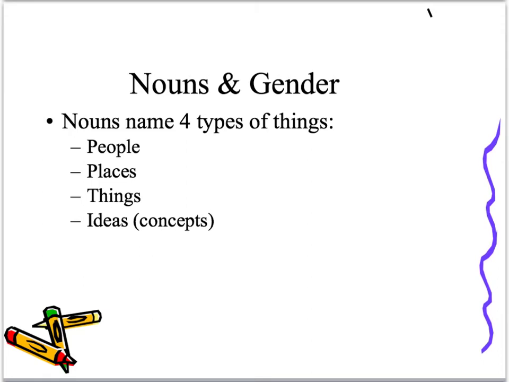Nouns and gender. Nouns name 4 types of things, and we know this. People, places, things, ideas. We talked yesterday about how books can have verbs and iPods can have verbs. It doesn't have to be a person to conjugate a verb to fit it. So always look for the subject, the noun. Don't necessarily look for a person.